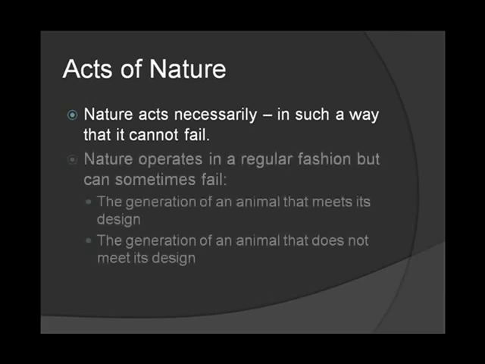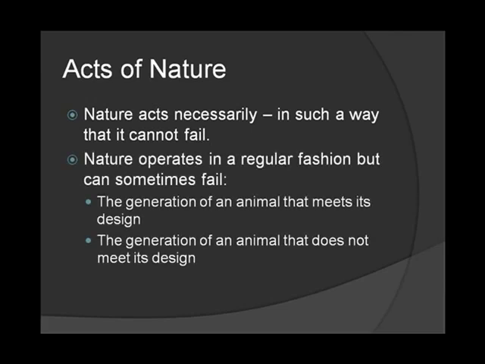Nature also acts in such a way as it will either generate a creature that meets its potential, or it doesn't. Nature will never create a 360-degree triangle, for instance, but it will create a human with either all its limbs or some missing or added. In this latter case, we end up with what Aristotle calls a monster, something that doesn't end up the way that it's supposed to.